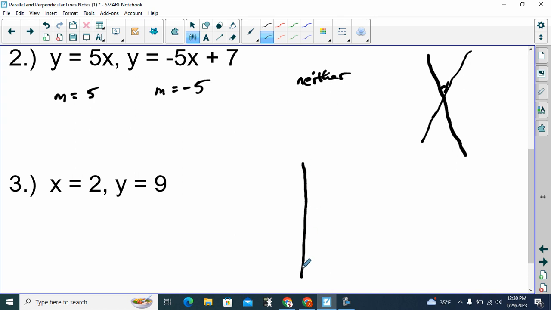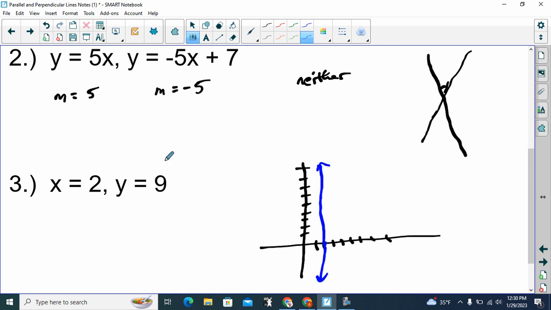Let's sketch a graph. I think that might be the best method here. Y equals 9 and x equals 2. So x equals 2 is a vertical line through 2. And y equals 9, 1, 2, 3, 4, 5, 6, 7, 8, 9, is a horizontal line through 9. Notice if I extend this, if I have a vertical line and a horizontal line, those lines are indeed perpendicular.